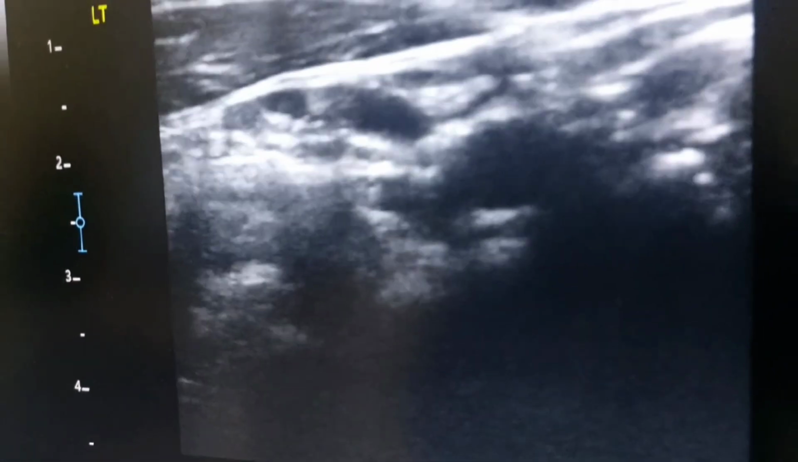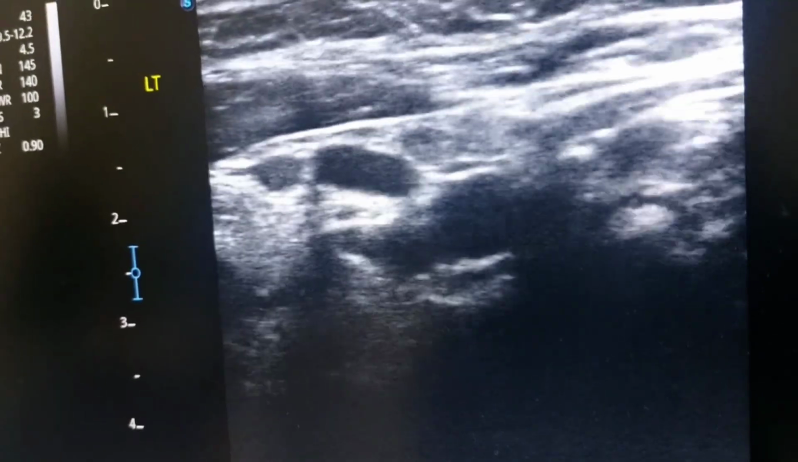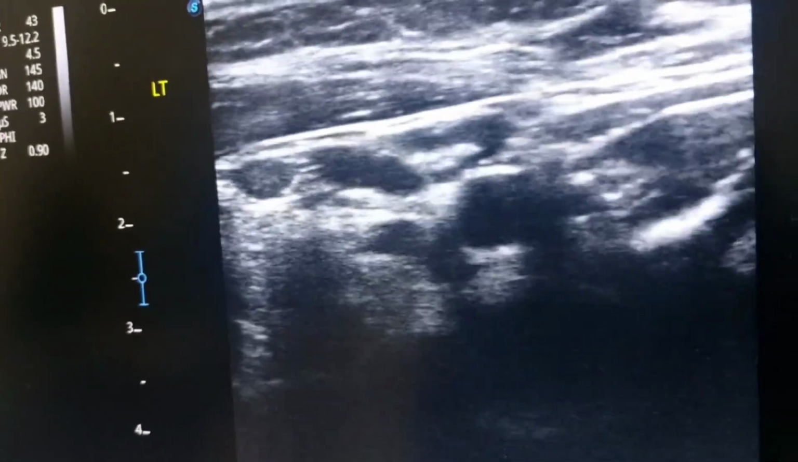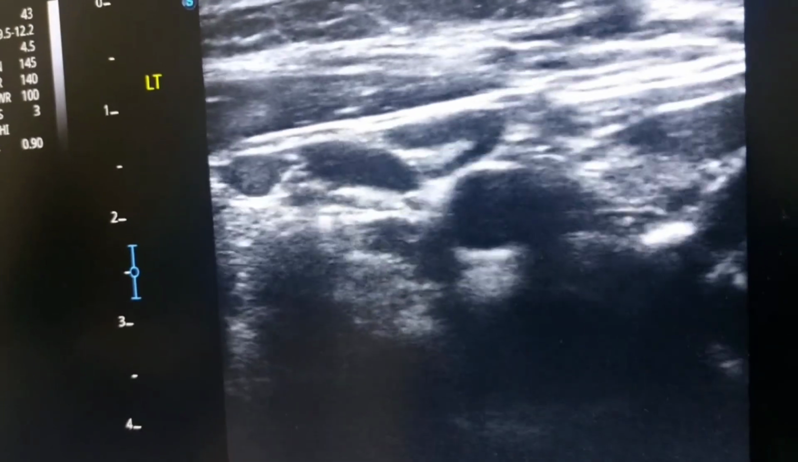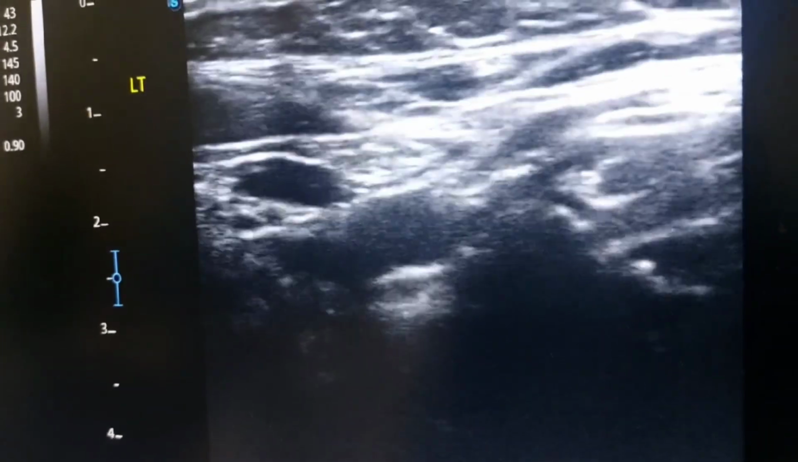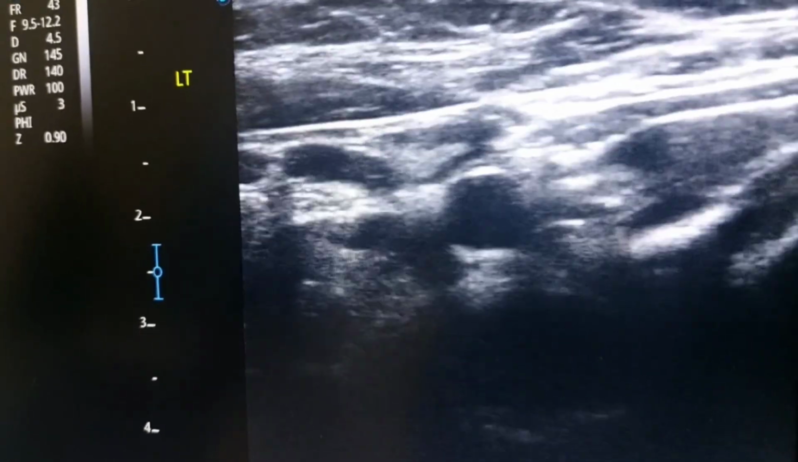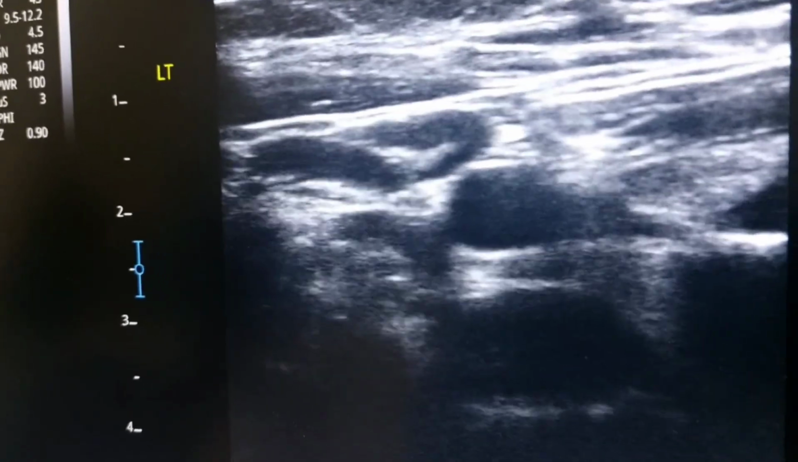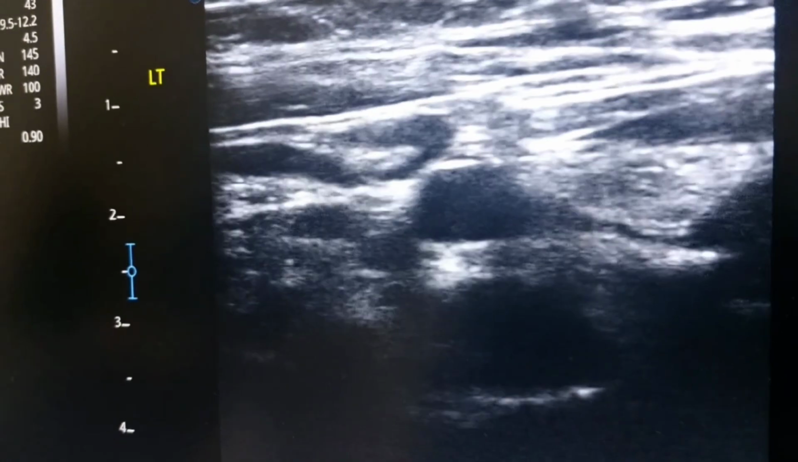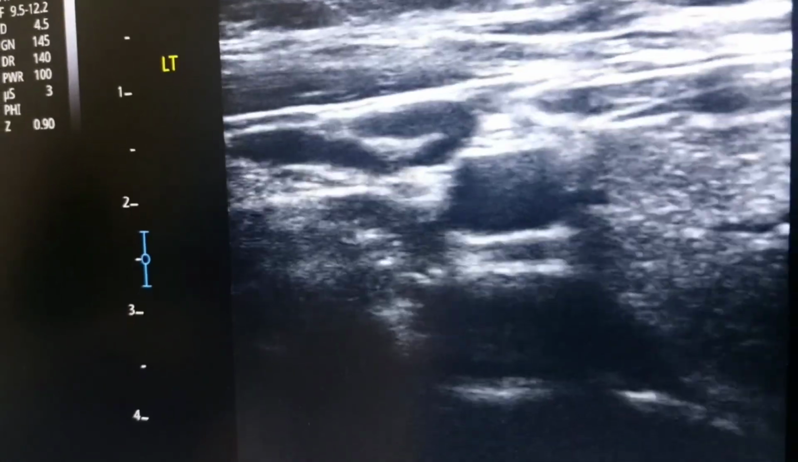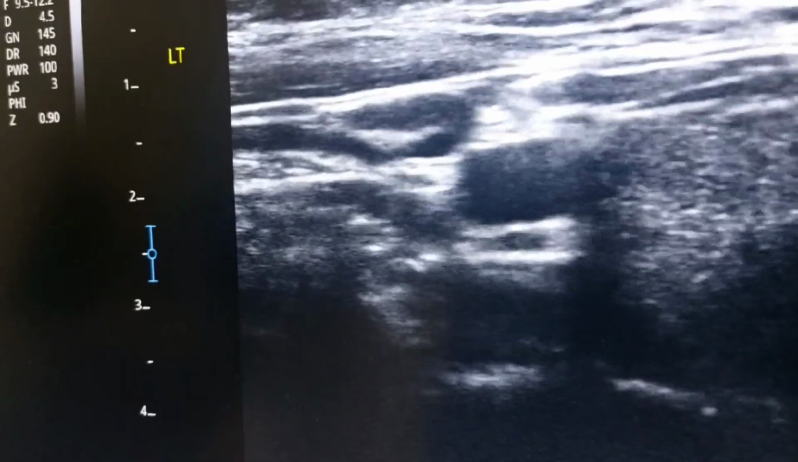In this image you can appreciate a well-defined, oval-shaped normal lymph node. Its cortical margins are regular, there is no irregularity, its homogeneity is normal, its hilum is echogenic, and if you put the Doppler signal on this lymph node you will find vascularity within the hilum.